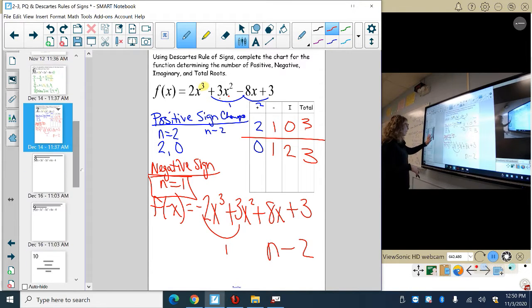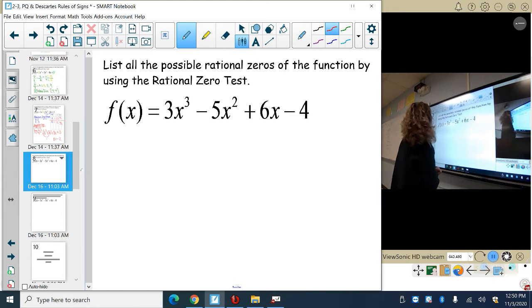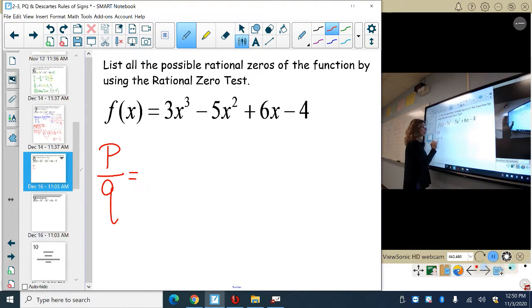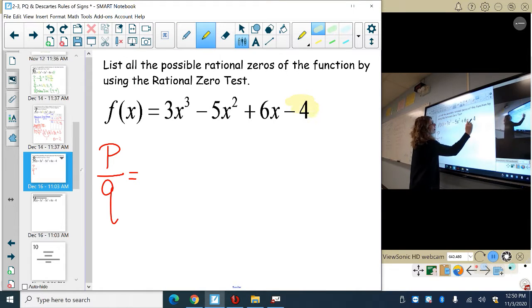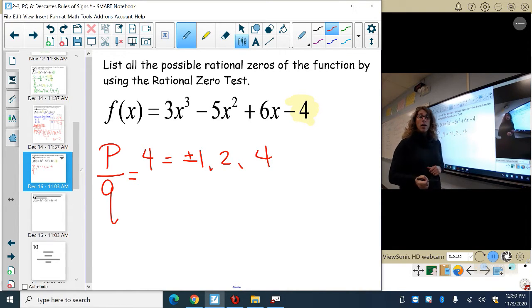Let's do this all again. Same exact procedure all over again. So here we go. New problem. I want to do P divided by Q. P comes from my constant. So that's going to be 4. Factors of 4 are plus or minus 1, 2, and 4. 1 times 4, 2 times 2. Okay?